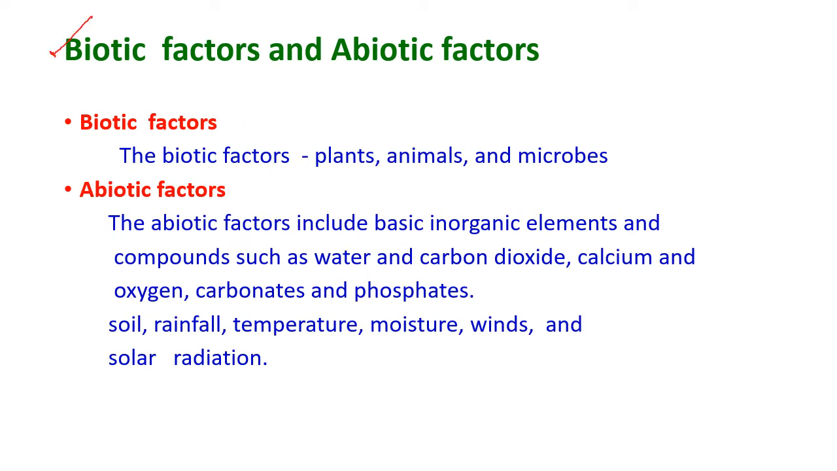Next, biotic and abiotic factors. Here, the biotic factors include the plants, animals, and microbes. The abiotic factors include the basic inorganic elements and compounds such as water, carbon dioxide, calcium, oxygen, carbonates, and phosphates. Then, the soil, rainfall, temperature of the region, moisture, winds, and solar radiation constitute the abiotic factors.